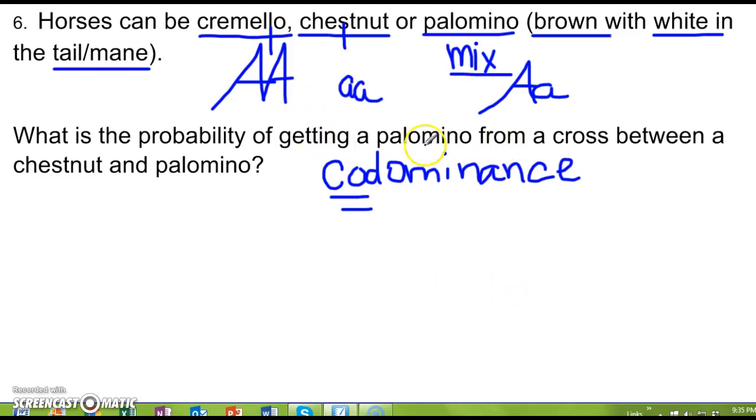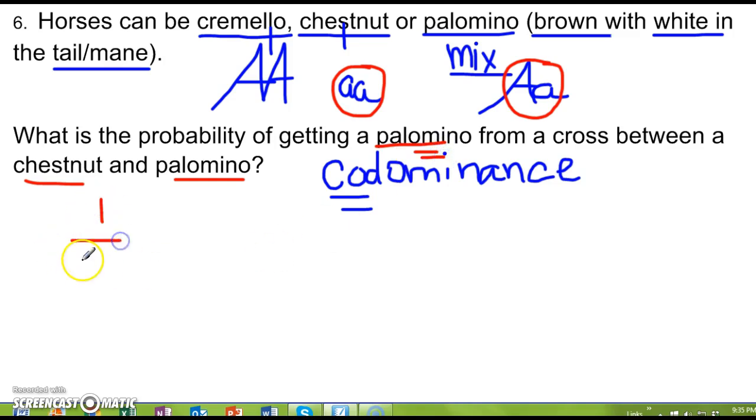The last part of this, you have to cross a chestnut to a Palomino, which is really easy once you've assigned these genotypes. If you use this genotype for the chestnut and this one for the Palomino, and we want to know the probability of getting Palomino horses, that would be 1/2.